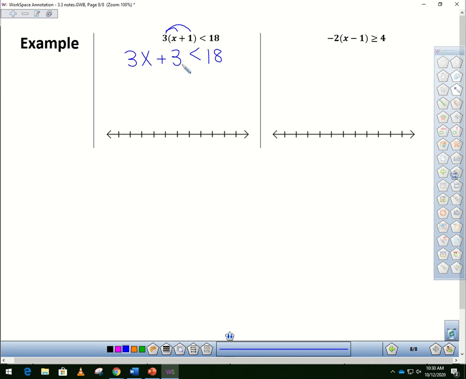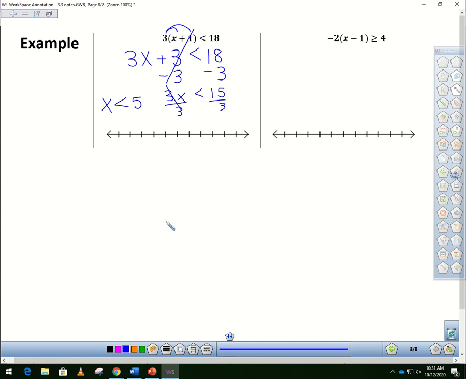So if I have addition, I have to reverse addition by doing what operation? What reverses addition in math? Subtraction. So I have to subtract 3 on both sides. That's going to give me 3x is less than 15. Now my last step is to do what with the 3? Divide both sides by 3. That leaves me with x is less than 5.